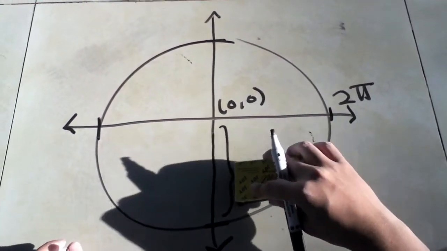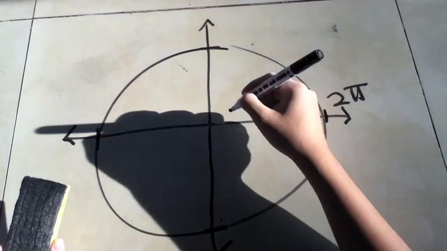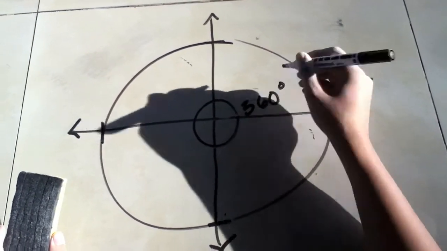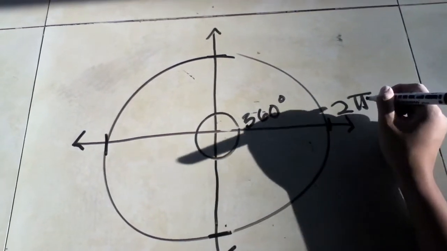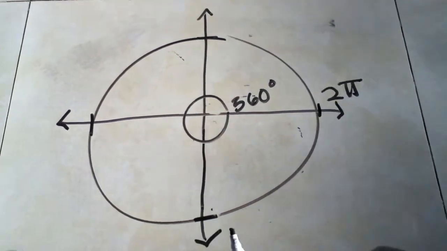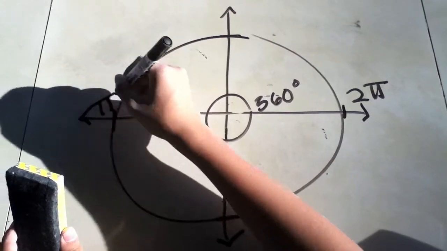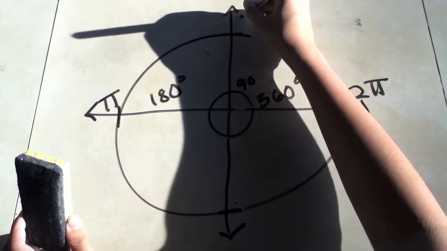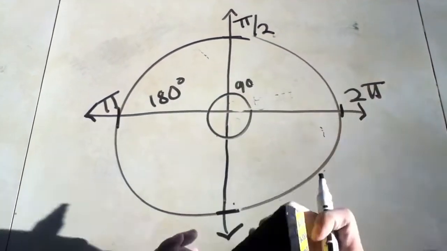We also know that one full rotation of a circle is 360 degrees. Thus, one full rotation of the unit circle is also 360 degrees, which would then measure as 2 pi in radians. 180 degrees, which is half of 360, will then be equal to pi radians. 90 degrees, which is a fourth of 360 degrees, will then be equal to pi over 2 radians. So the unit circle looks like this.